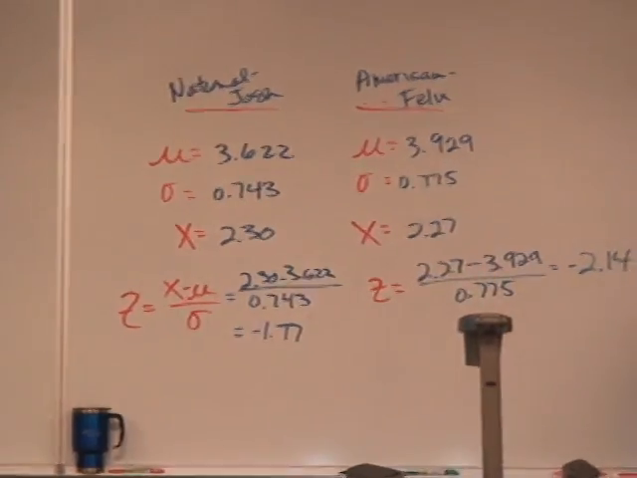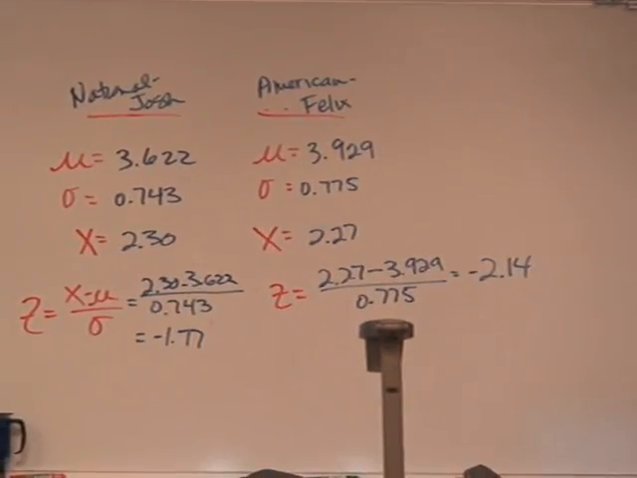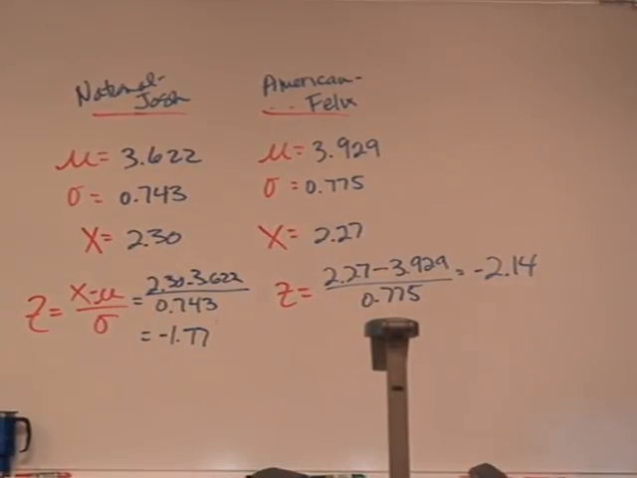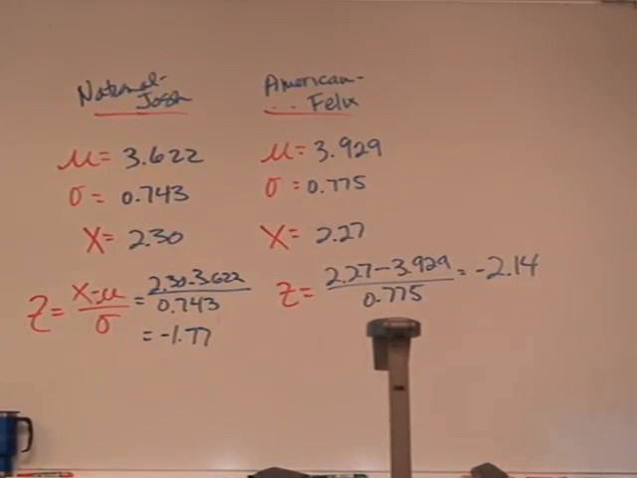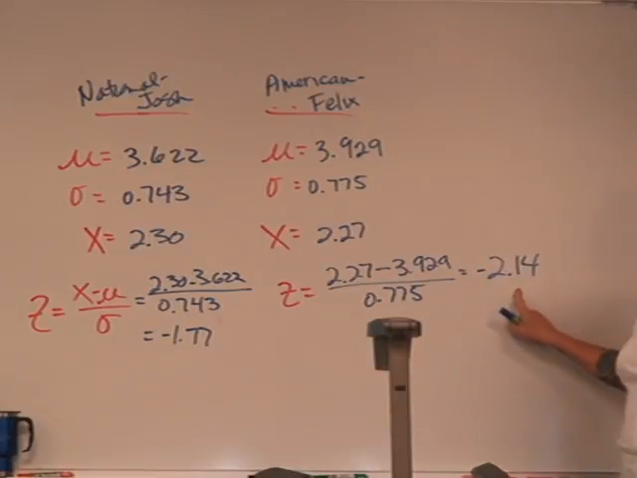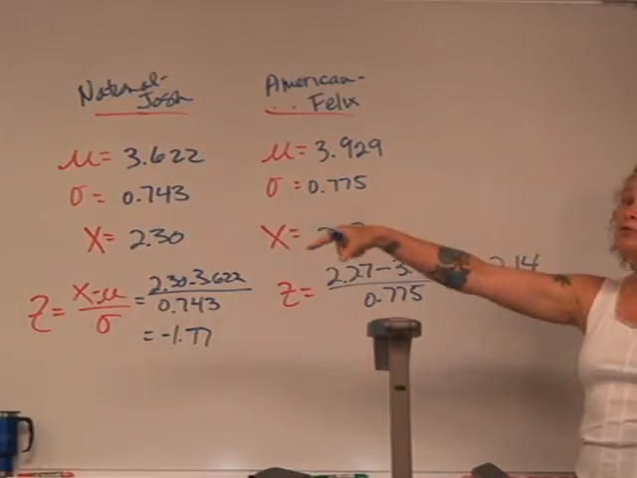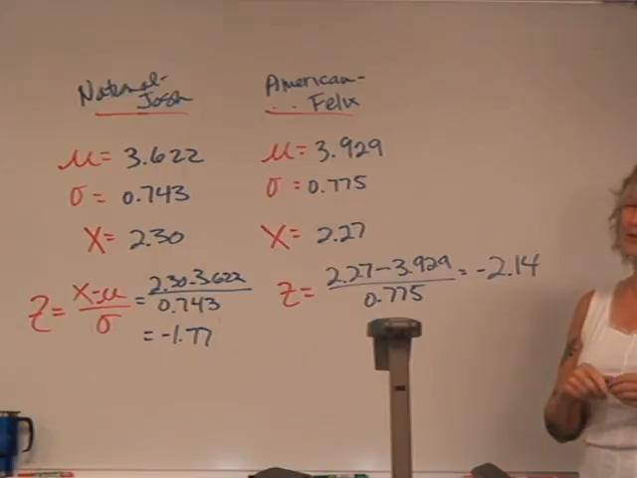Okay, so who did better ERA-wise? Felix. Remember, lower, smaller is better. Josh did better. Smaller is better, because it's farther below the mean in this case. Does that make sense?